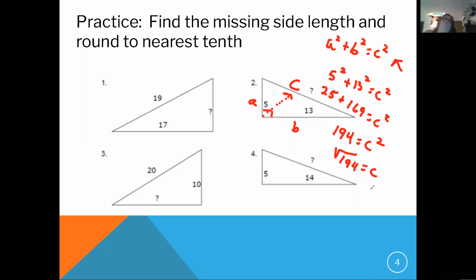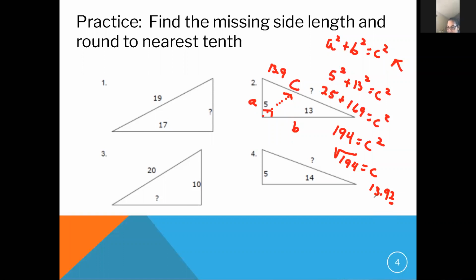Equals, what is that? 13.1392. So I'll just round that off to 13.9. Okay. Because in 13.92, the 2 is less than 5, so that 9 is going to stay a 9. Okay. 13.9. Yep.